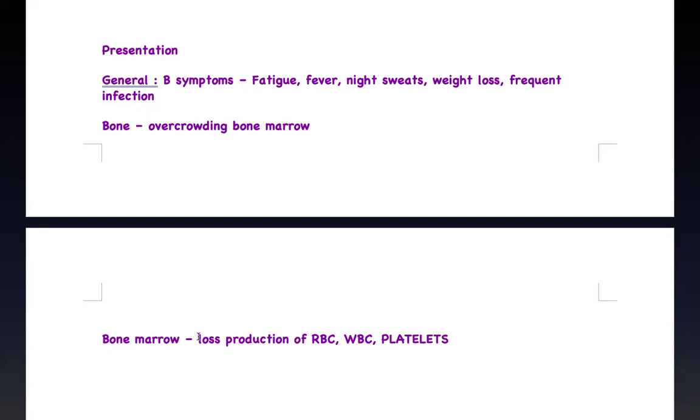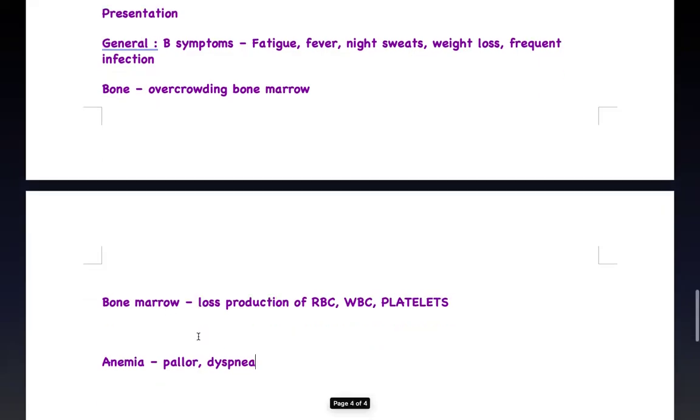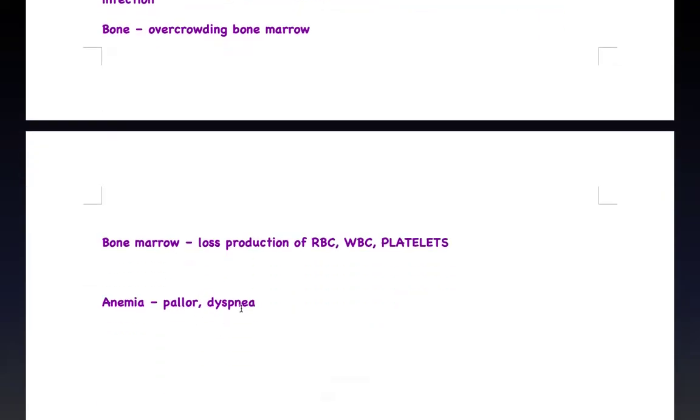And therefore, the individual will have anemia. This is something you should be familiar with every time you hear about leukemia. Anemia due to low red blood cells, so the skin will look pale, right? And they will have dyspnea on exertion. These are all things that you should know, and they will have fatigue.